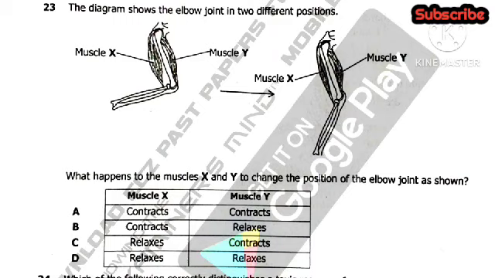What happens to the muscles X and Y to change the position of the elbow joint as shown? In short, what exactly does muscle X do and muscle Y? Muscle X is bicep. Muscle Y is tricep. So what exactly happens? The answer is B. During stretching, bicep should contract and tricep should relax. The answer is B.